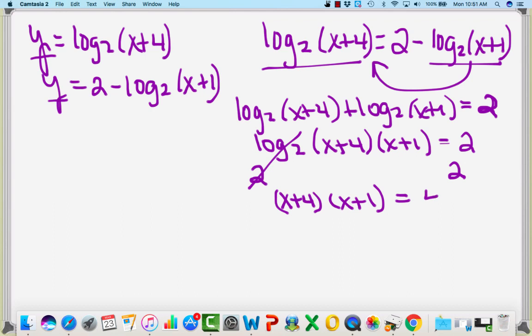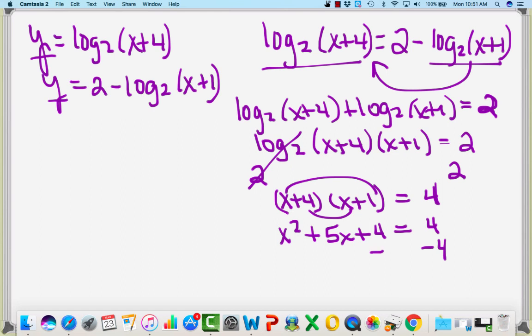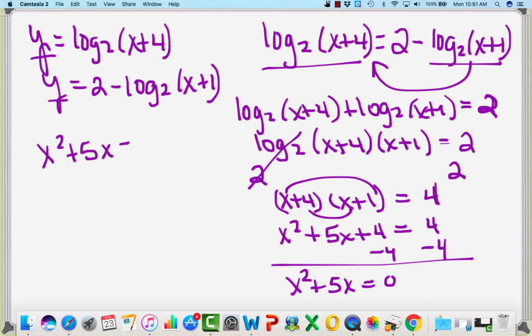Now I'm going to need to FOIL out this side of the equation and get x squared plus, if I do outer and inner, I get 1x and 4x, so that's 5x. And then last would be 4, and then equals 4. But then I'll subtract 4 from both sides, because I need to get everything to one side, and get x squared plus 5x equals 0. But that factors by taking out a common factor of x.